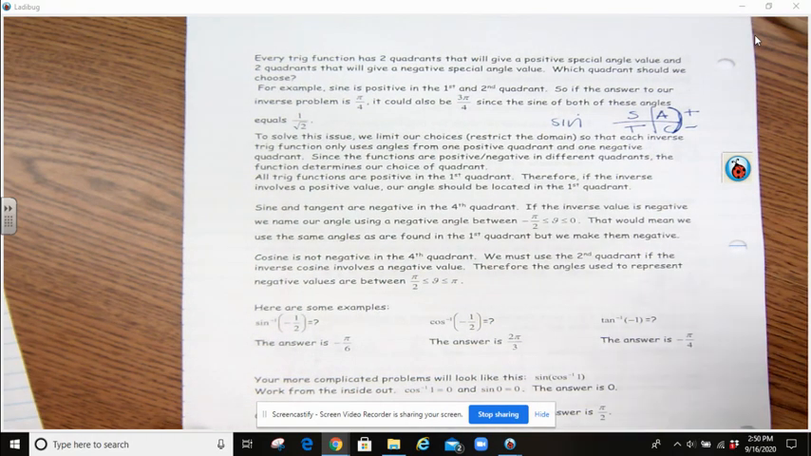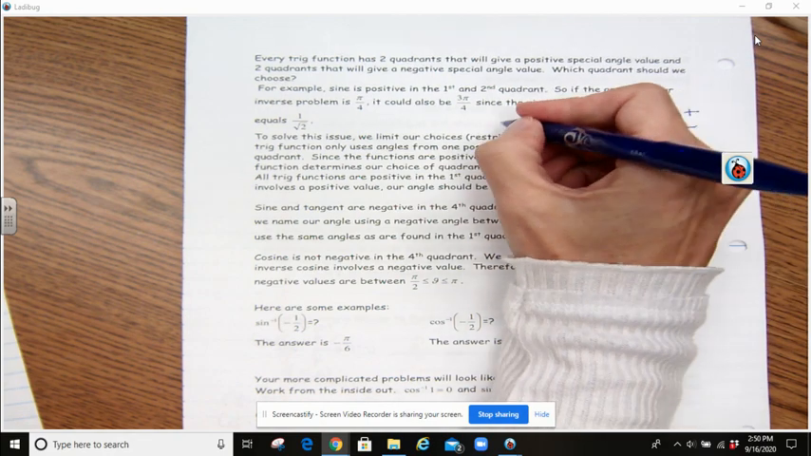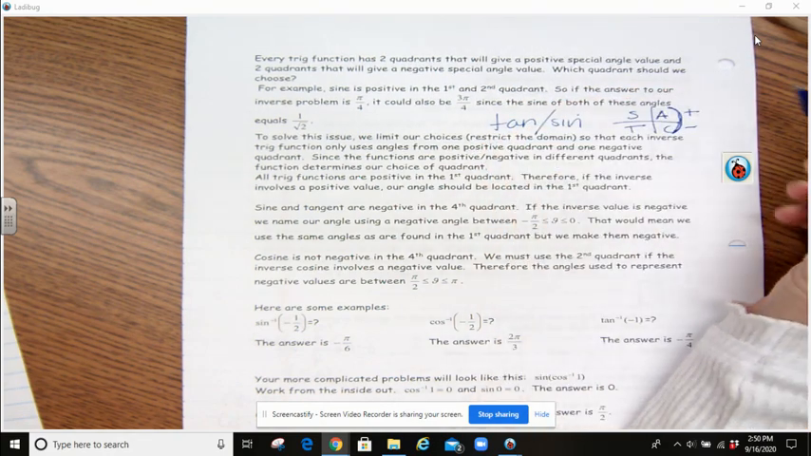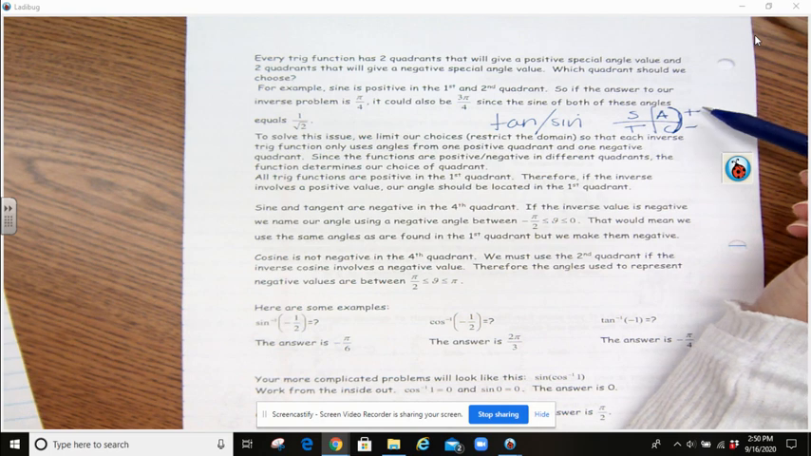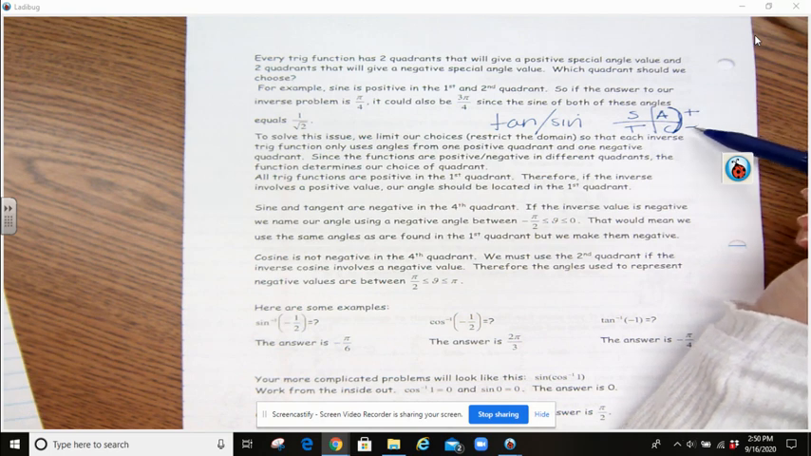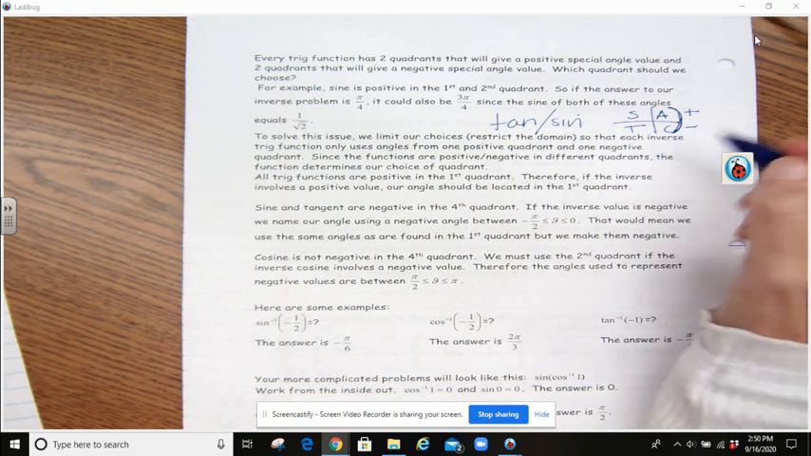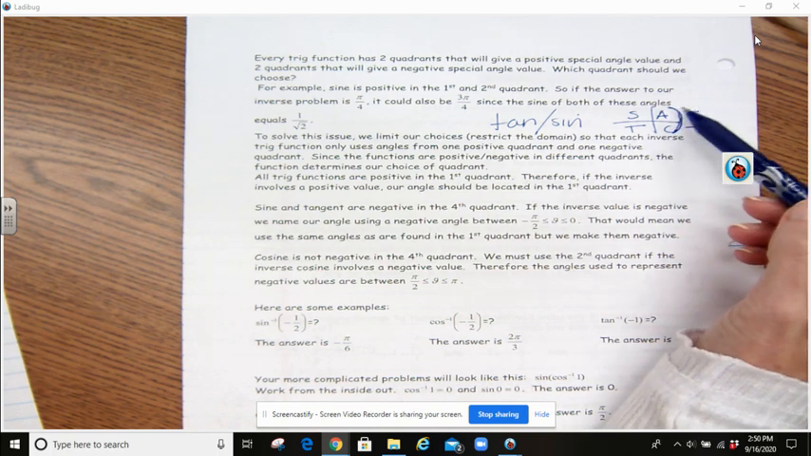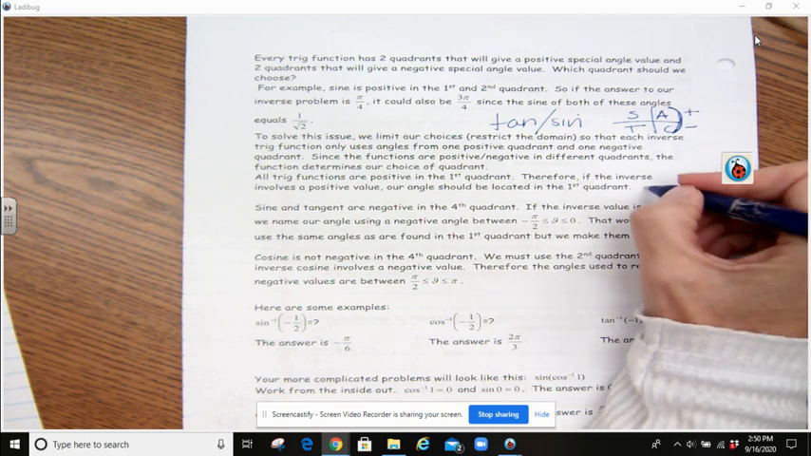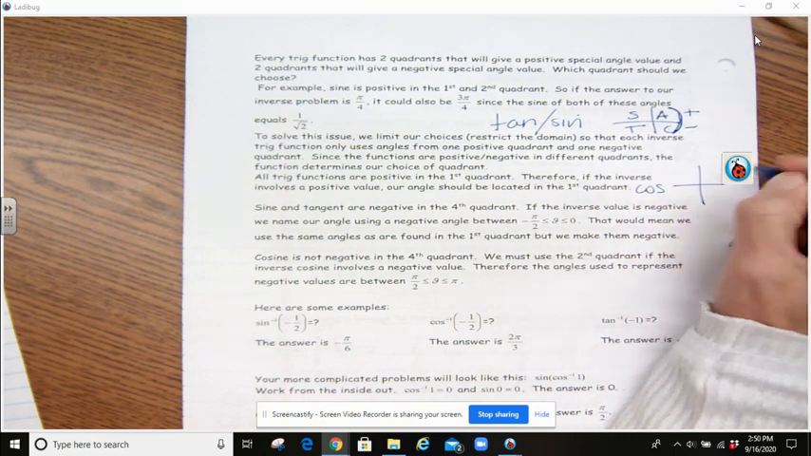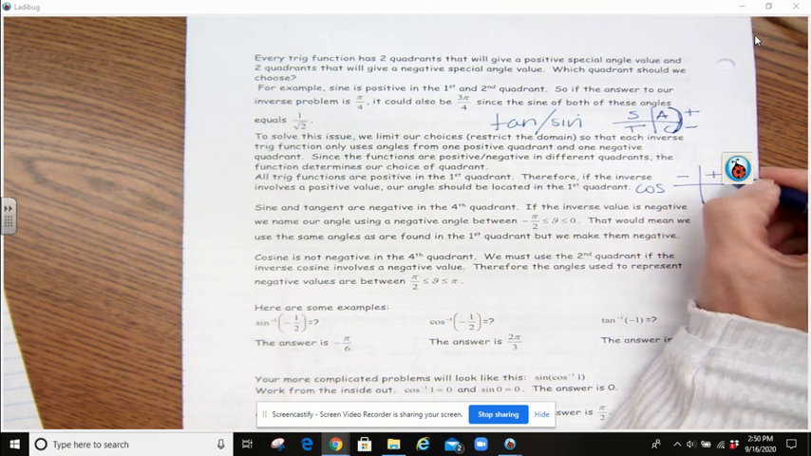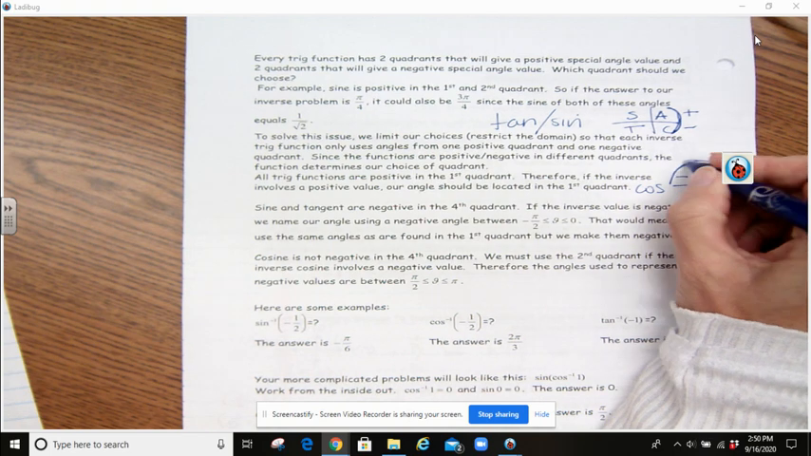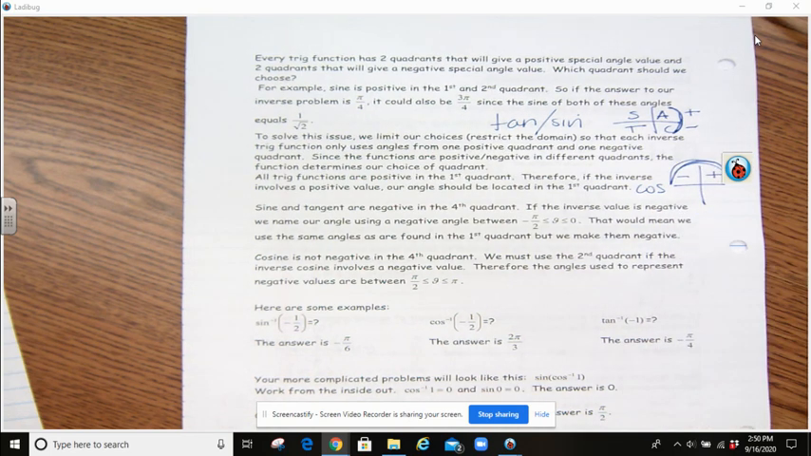Okay. We're also going to use those 2 quadrants for tangent because tangent is positive in the first and negative in the fourth. And then for cosine, that won't work because if we did that for cosine, it would be 2 positive quadrants. So cosine is going to be different. It's going to be positive in the first and negative in the second. So here's how we restrict the domain for cosine.